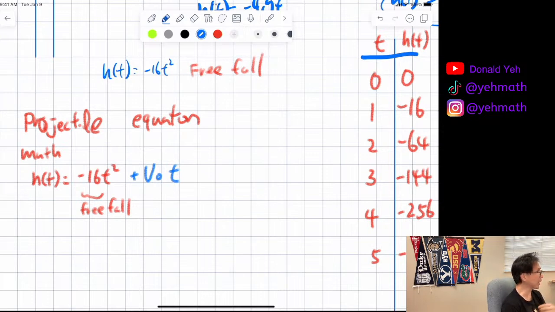And you're going to be like, what is V naught? V naught is called initial velocity. It's the time when the ball left your hand. Let's say Michael throws a baseball.